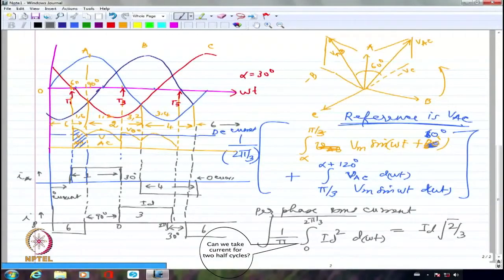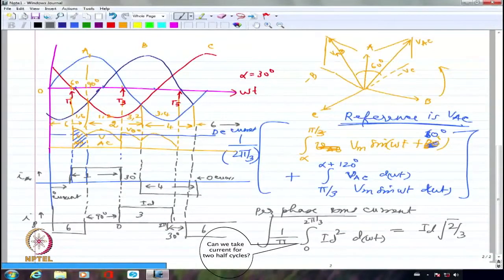So I could have done that, and then I could have divided this by 2 pi. Rather than that, I have taken only half the cycle. I could have done this as ID square from 0 to 2 pi by 3, another ID square from, say, 2 pi by 3, this is 150 degrees, whatever it is, 150 to 270. I could have taken it like that, but if I just integrate for half the cycle, that's more than sufficient, because they are symmetrical.